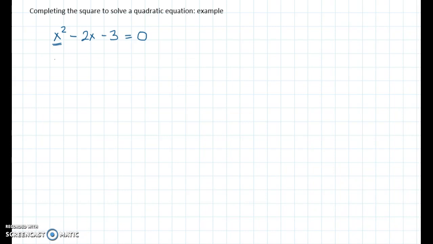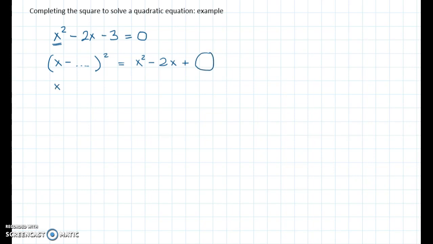We want to write a bracket of the form (x minus something) squared in such a way that when we expand it, we get x squared as the first term, minus 2x as the second one, and then any number at the end. We don't care about that.